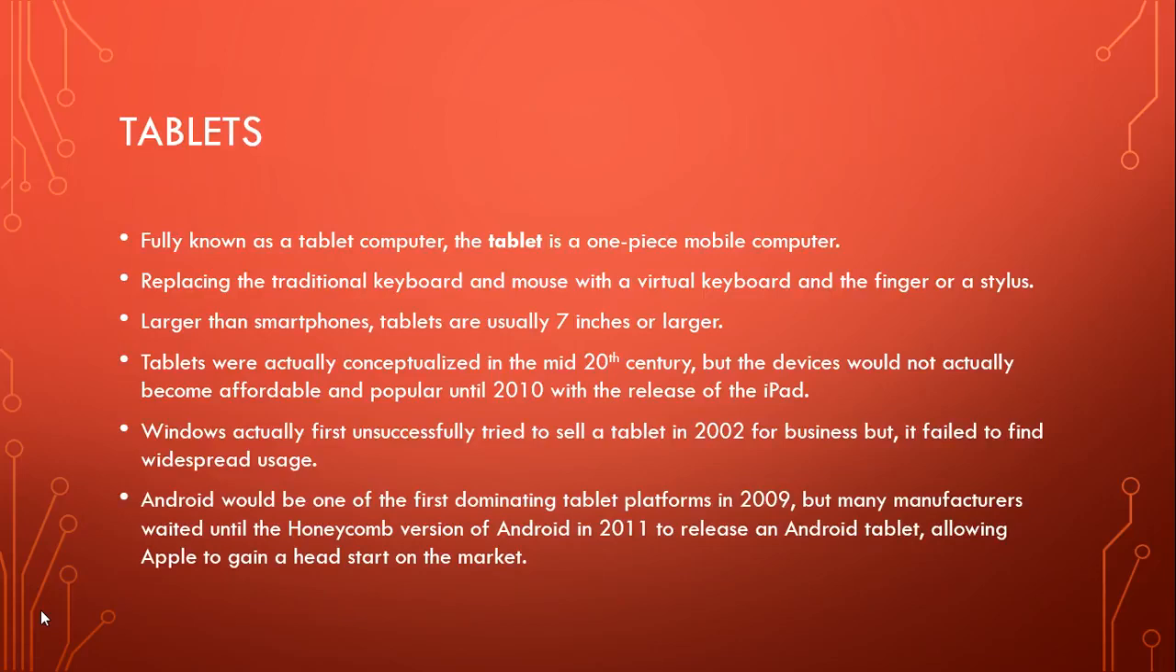Now, Android would be the first one to come out with their dominating platforms back in 2009. But the issue was that many of the manufacturers waited until the Honeycomb version of Android in 2011 to actually release the Android tablet, which pretty much gave Apple a head start on the market. Because remember, Apple came out in 2010, Android really started taking off in 2011. So that whole year difference made a huge head start for Apple.